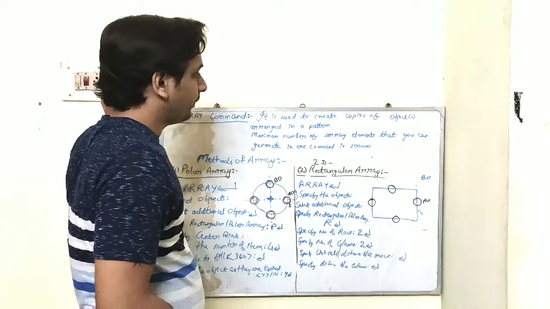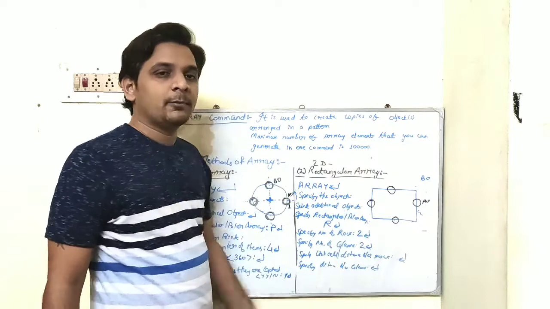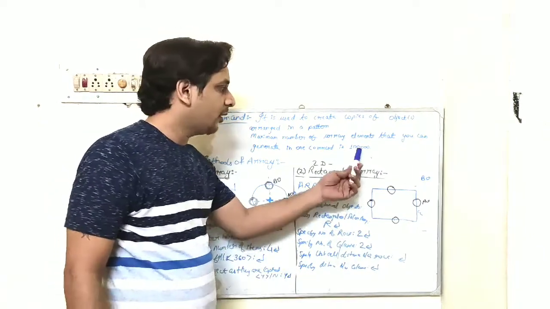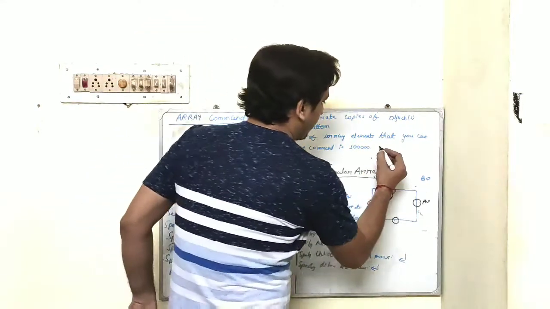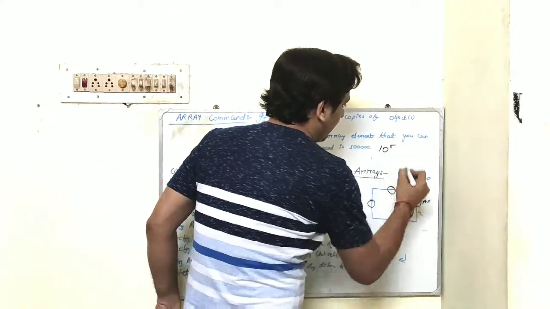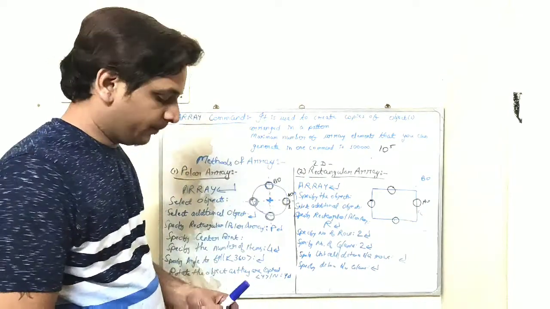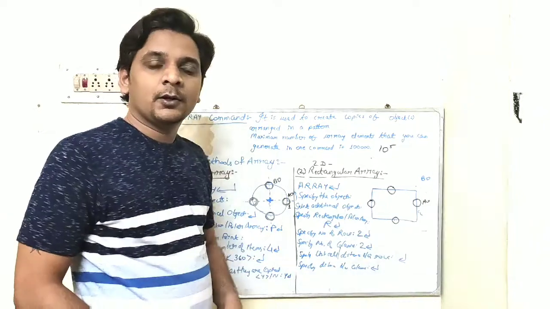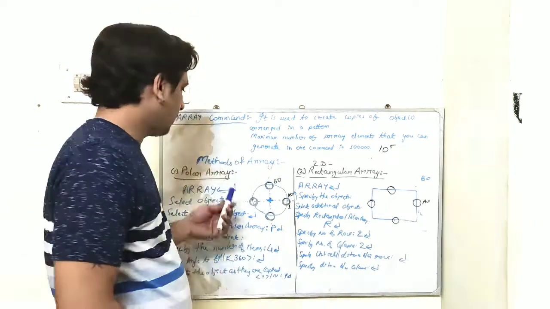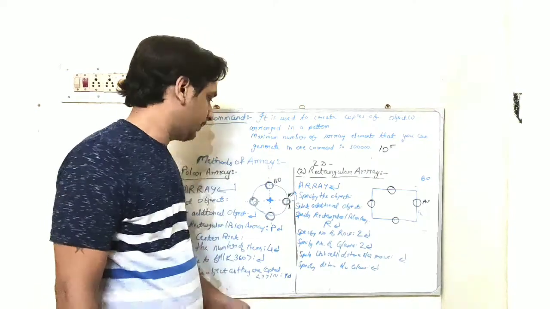The maximum number of array elements that you can generate by using a single command is 1 lakh objects. That means you can generate 10 to the power 5 elements by using the array command. Okay. So there are two methods to use the array command. First is the polar array method and second is the 2D rectangular array method.